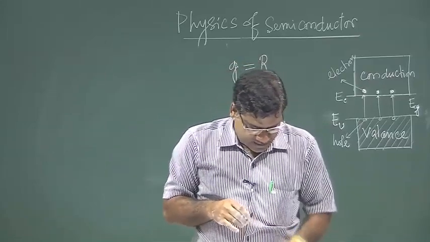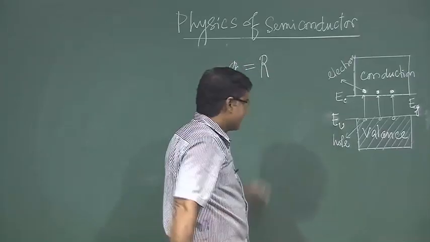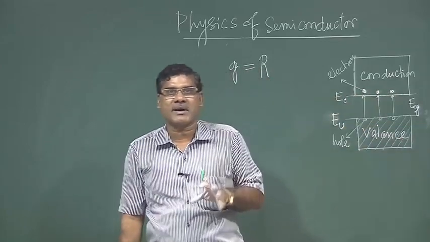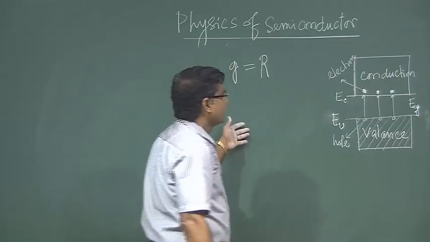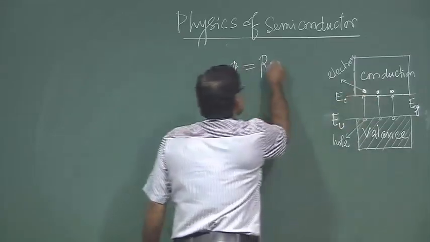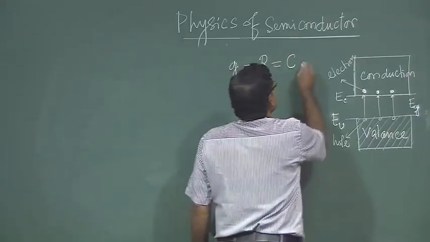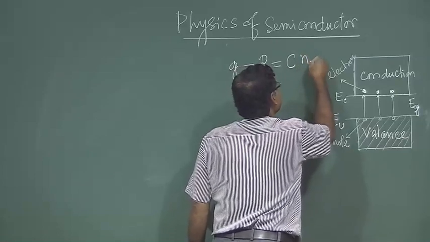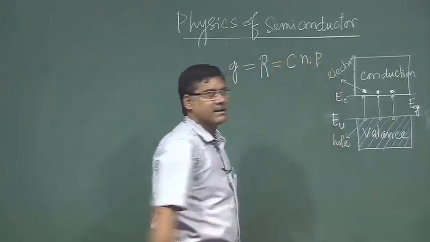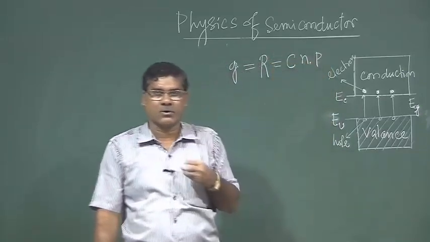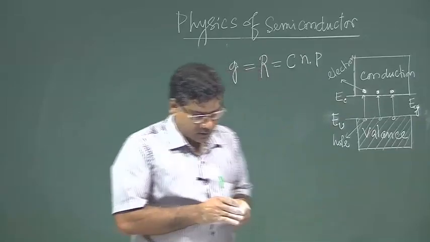Okay. Generation and recombination are basically proportional to the concentration of the carrier. If I take a proportionality constant C, and the concentration of electrons and holes as N and P, where N is the electron concentration and P is the hole concentration.